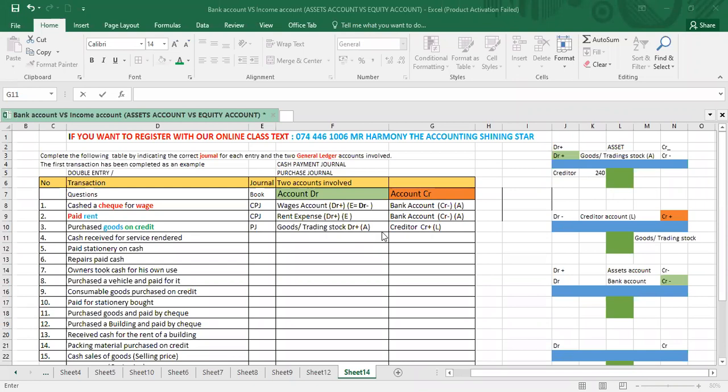Right. So we were actually on question number 4, or transaction number 4. What does transaction number 4 say? Cash received for service rendered. What is happening? What is it that we need to do?